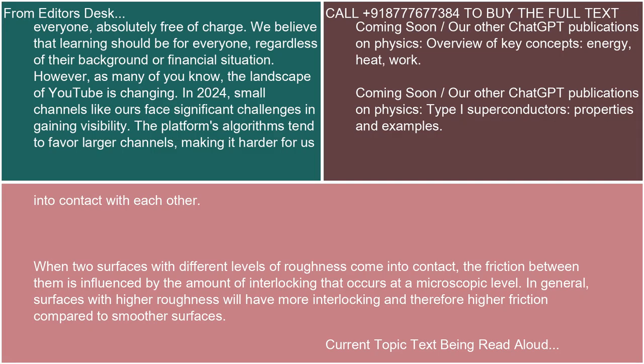When two surfaces with different levels of roughness come into contact, the friction between them is influenced by the amount of interlocking that occurs at a microscopic level. In general, surfaces with higher roughness will have more interlocking and therefore higher friction compared to smoother surfaces.